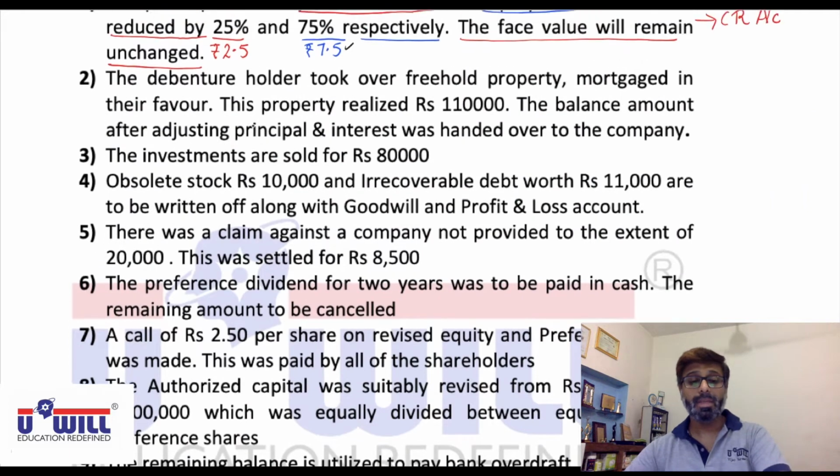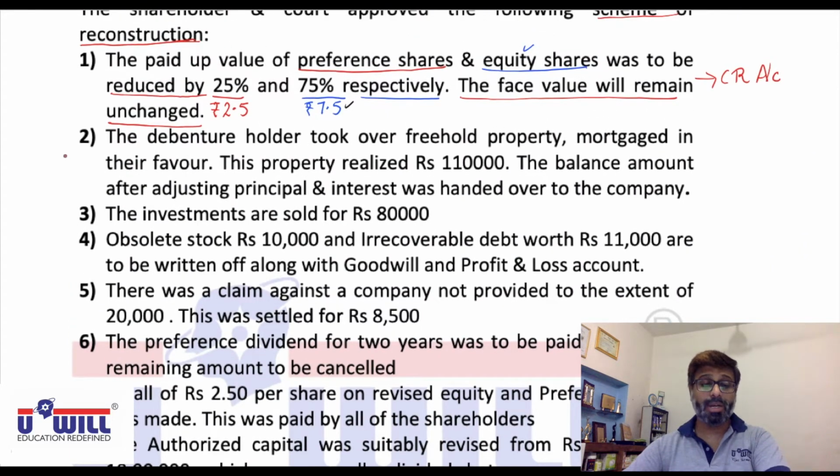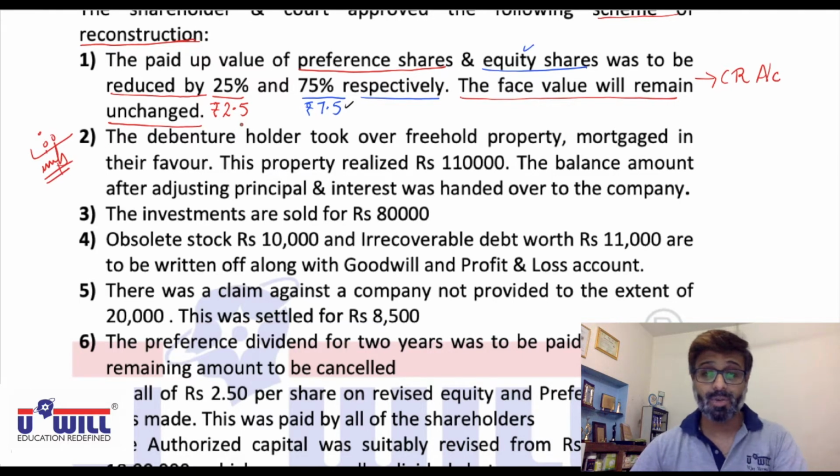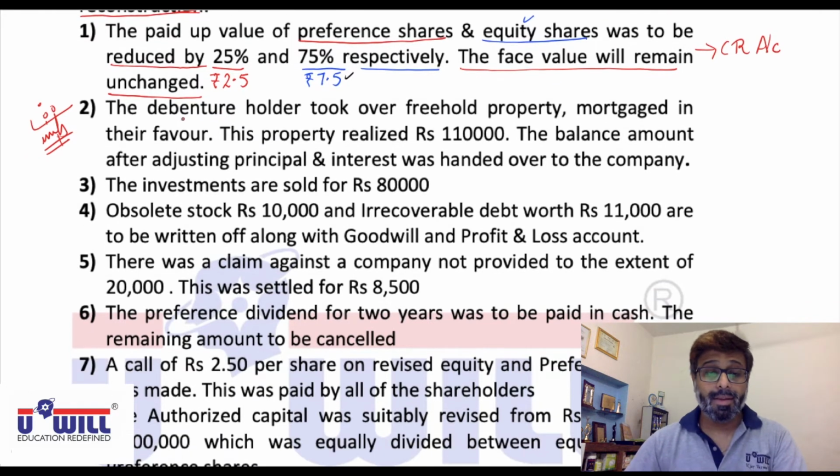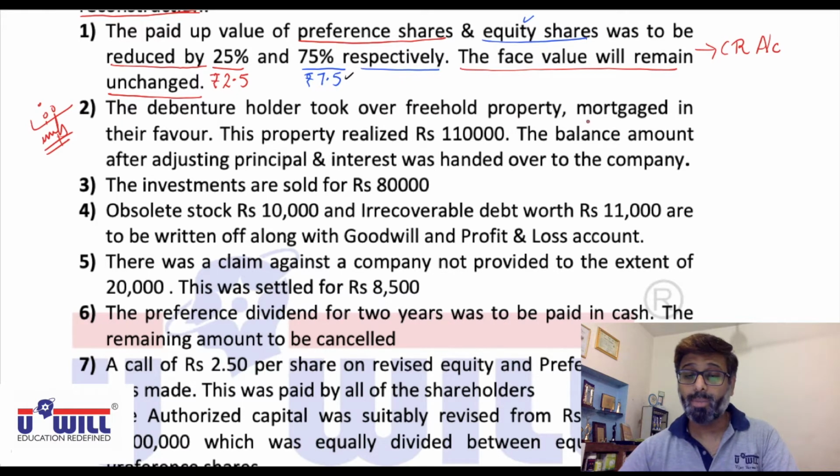Next. Now this adjustment is very important, and I have told you earlier also that for debentures and creditors, there can be no fixed entry. You have to understand the language of the question and pass the entry. The debenture holders took over the freehold property mortgaged in their favor. We secured the debentures by freehold property, so they took over that freehold property. Now this property realized 1,10,000. The balance amount after adjusting principal and interest was handed over to the company.